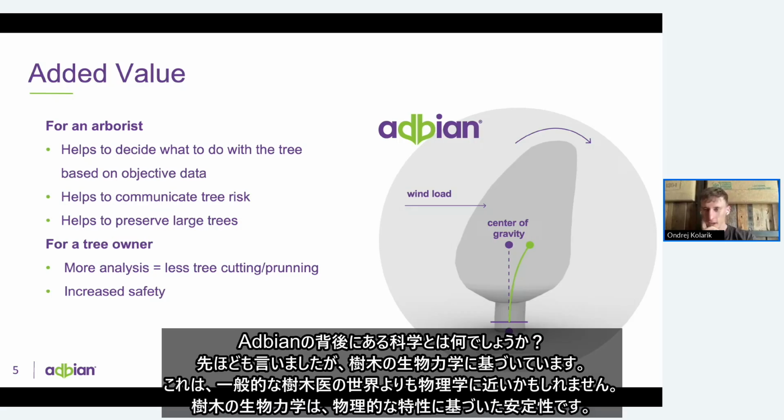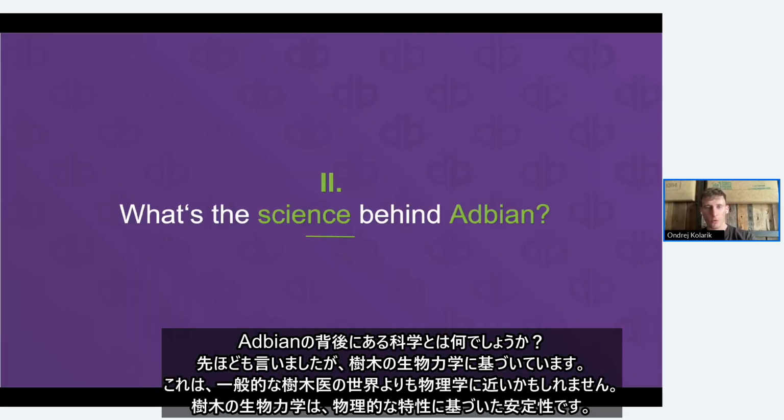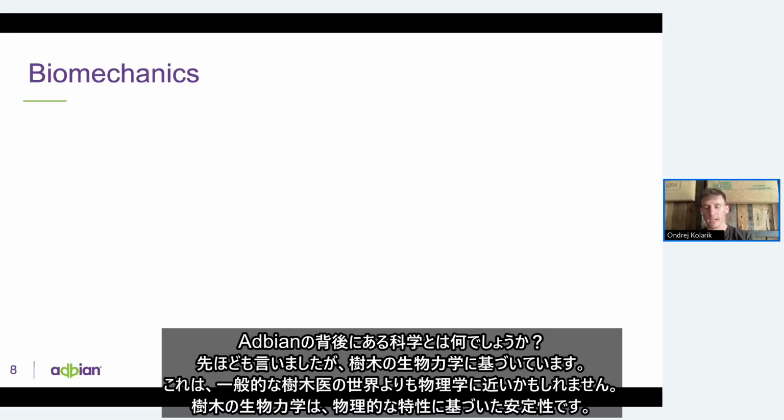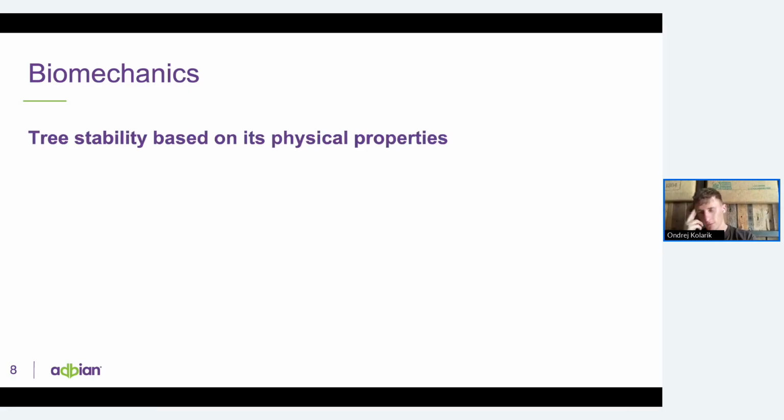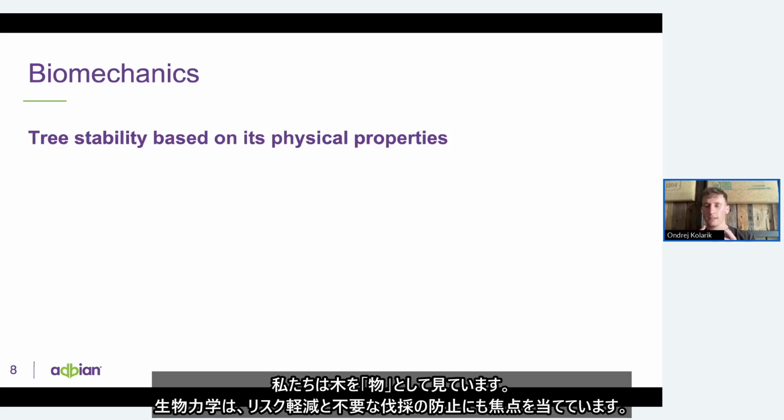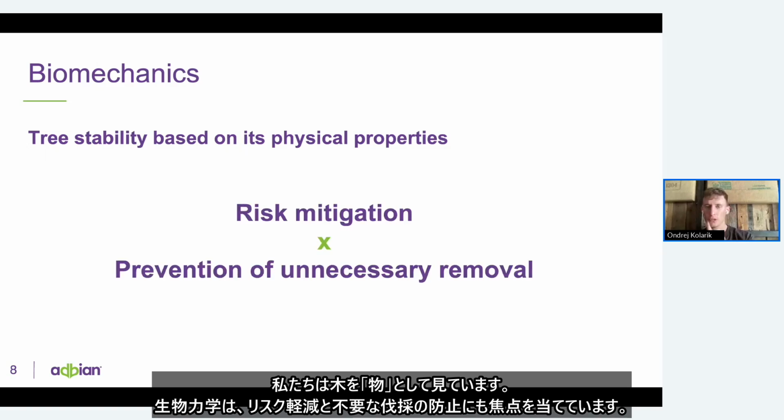So, what is the science behind Adbian? As I said before, it's based on tree biomechanics, which is probably closer to physics than typical arboriculture. And so tree biomechanics is about stability based on physical properties. We are looking at the tree as an object. And the biomechanics is also focusing on risk mitigation and prevention of unnecessary tree removals.